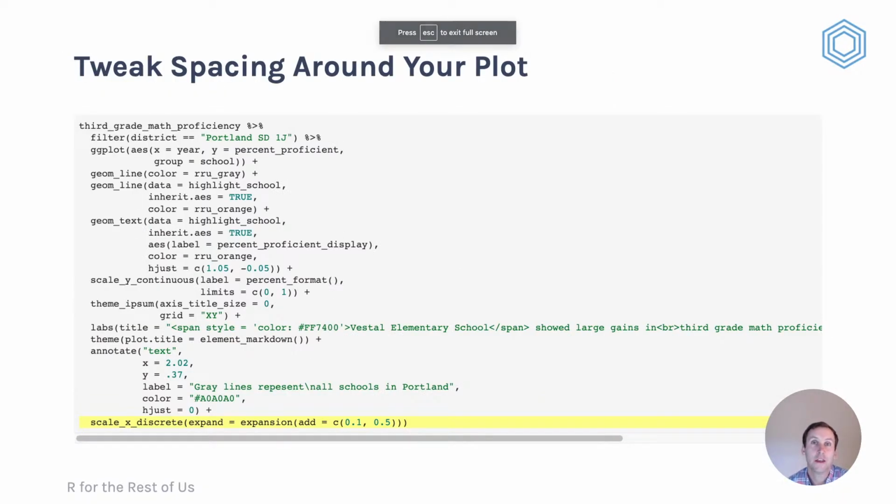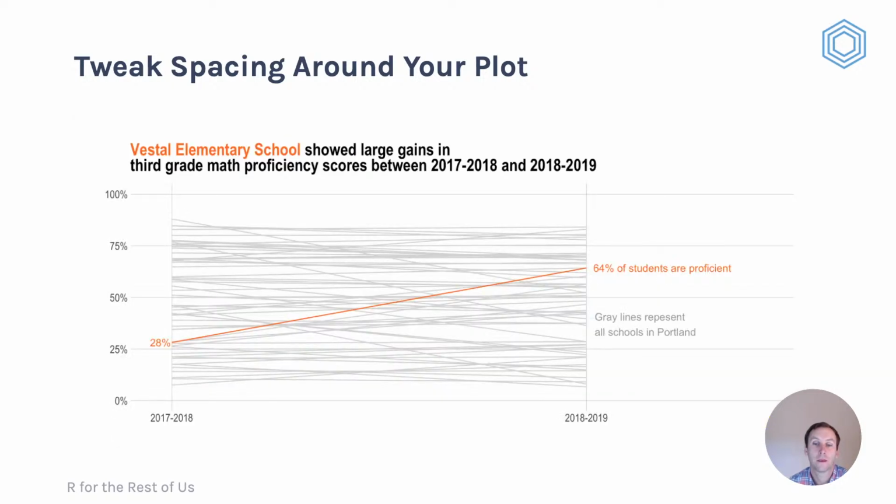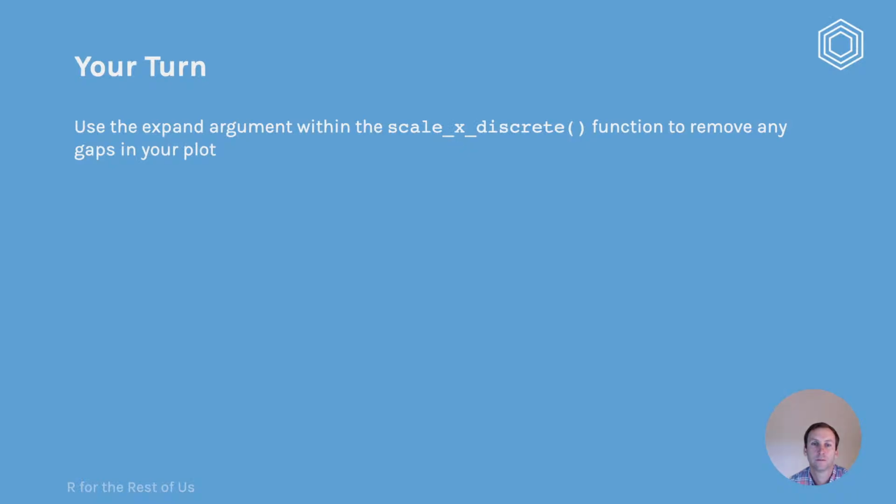So you can see the code that we have here now with the line added at the bottom to show how we tweaked our spacing around our plot. And there is our nice plot with the perfect amount of spacing. For your turn, I want you to use the expand argument within scale_x_discrete to remove any gaps in your plot.